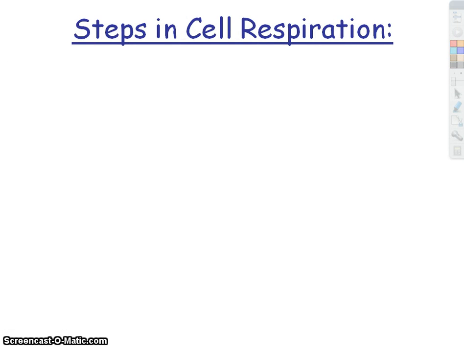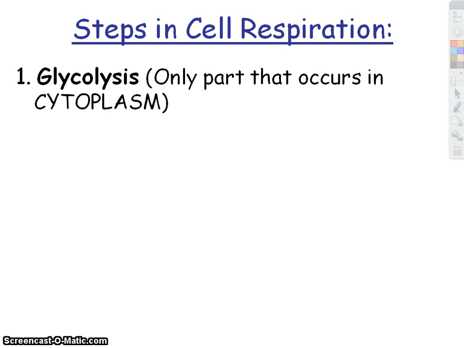So that's simplifying it. All right, so here's your basic steps. Your first step is called glycolysis. Glyco has to do with what? Sugar. Sugar, glucose, exactly. So glyco, glucose, and then does anybody remember what lysis means? If a cell lyses, what happens to it?